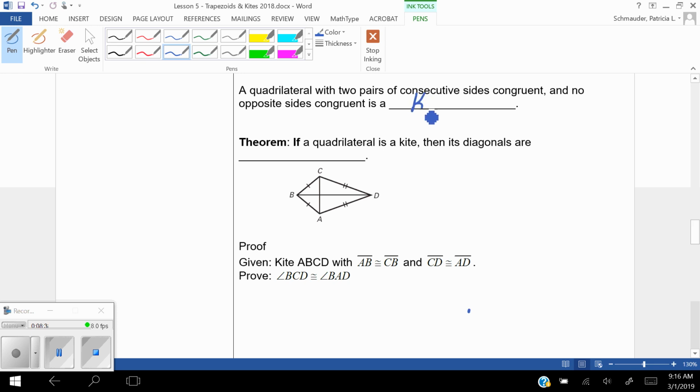Let's talk about a kite. A kite is a quadrilateral with two pairs of consecutive sides congruent. So look down here. Here's a pair of consecutive sides. They're congruent. And no opposite sides congruent. Why can't opposite sides be congruent in a kite? Well, because then it would be a parallelogram, right? And we know that kites and trapezoids are not parallelograms. So there's my other pair of consecutive sides that are congruent. So we got a theorem that says if a quadrilateral is a kite, then its diagonals are perpendicular.